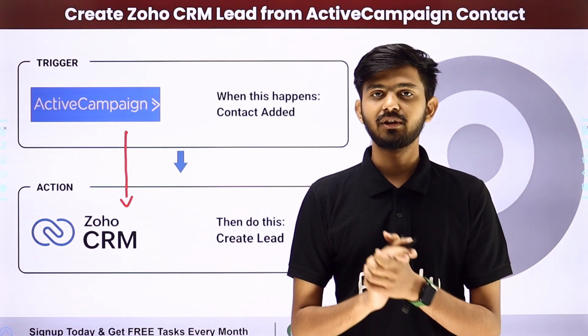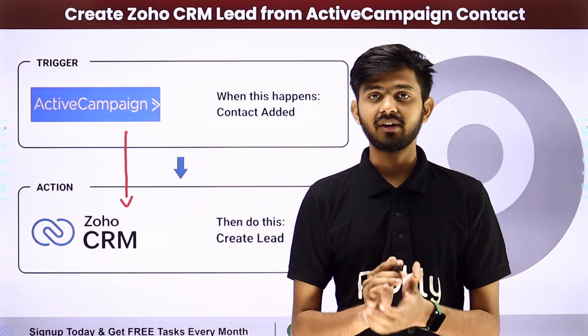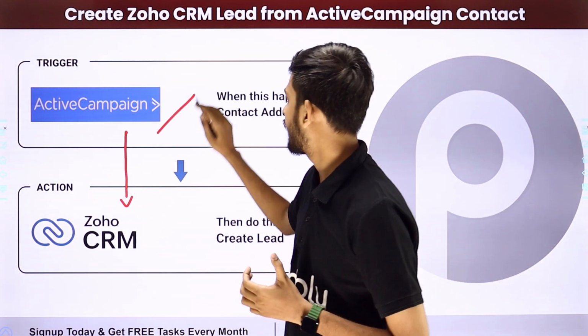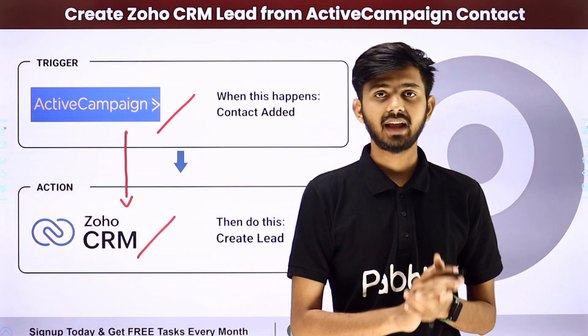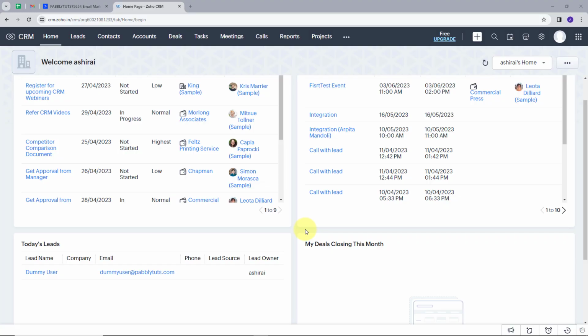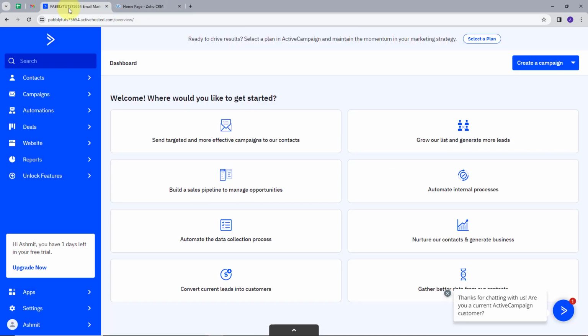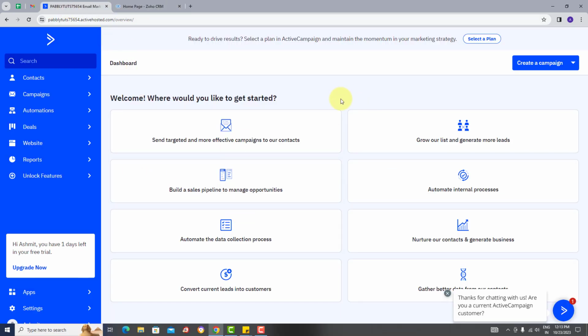In Pabbly Connect, we are going to use triggers and action. In the trigger application, we will be using ActiveCampaign. In the action application, we will be using Zoho CRM. For that, let me take you to my computer screen. I hope you can all see my computer screen, and today we have the Zoho CRM and ActiveCampaign applications.